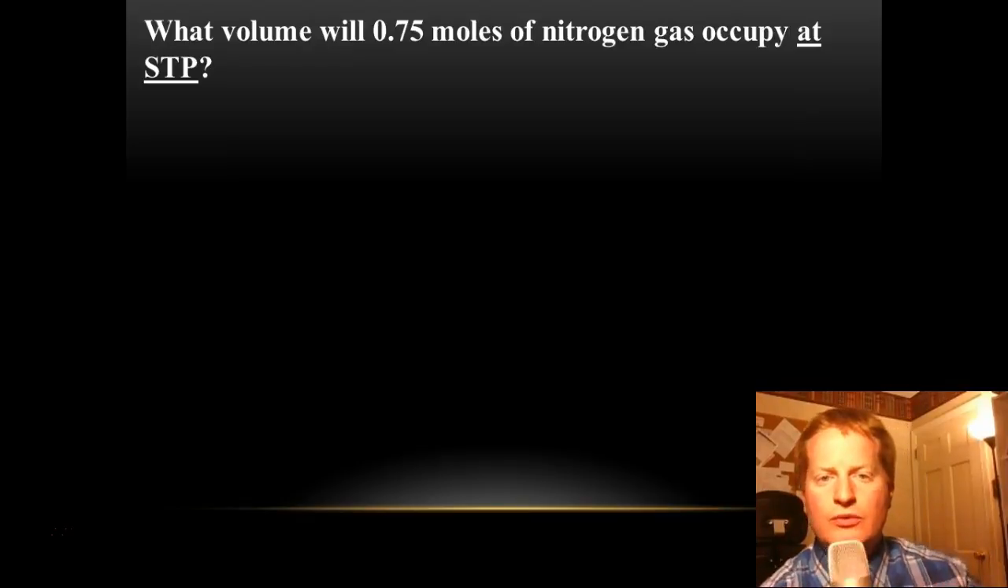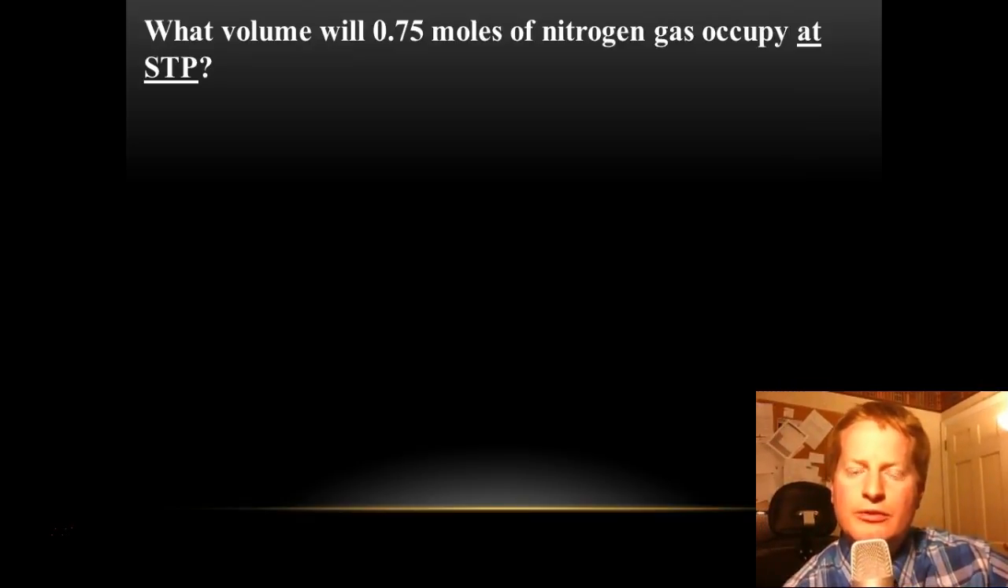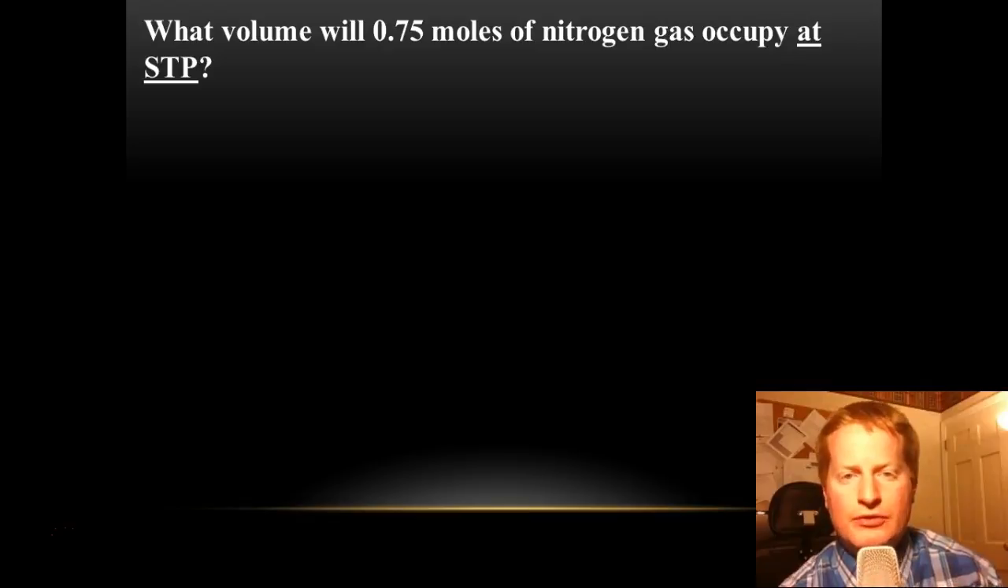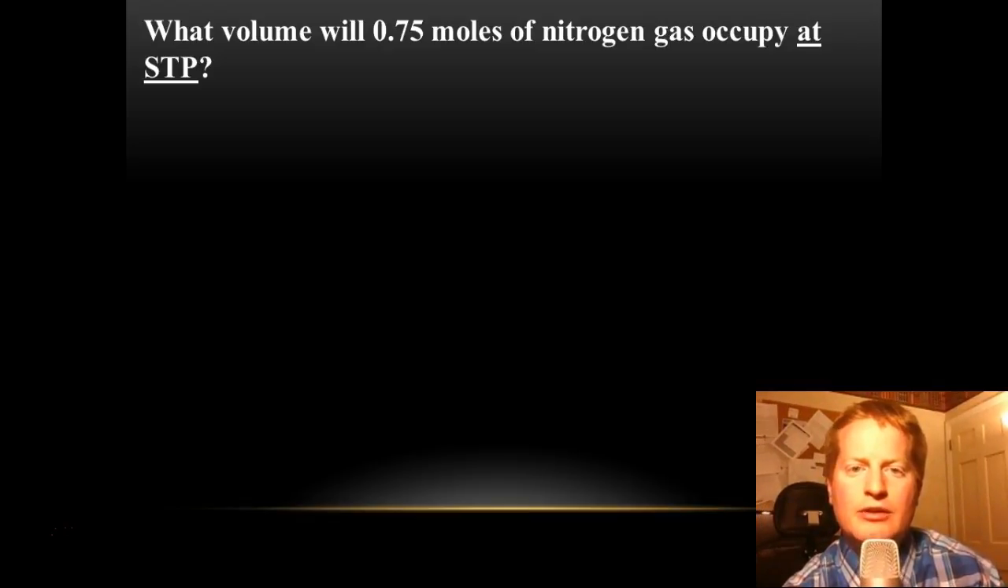So the question is, what volume will 0.75 moles of nitrogen gas occupy at STP? Okay, so now we can make this assumption. We're going to use dimensional analysis to solve this. First thing we do, we write down our given, which is 0.75 moles of nitrogen. And we know nitrogen's a diatomic, so it's N2.